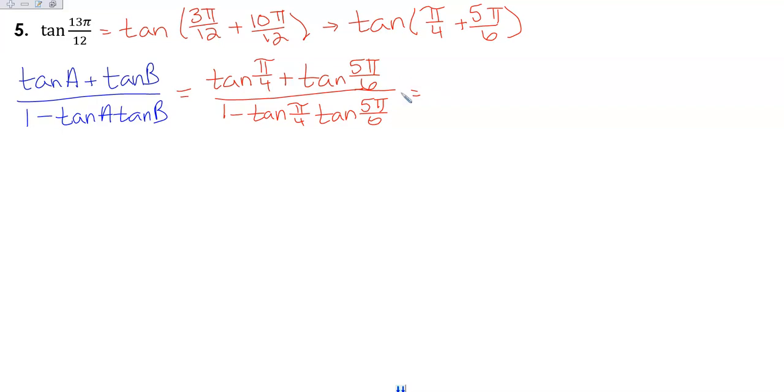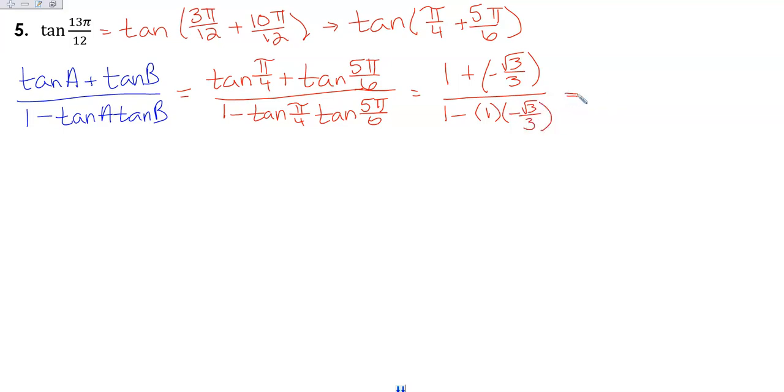Okay, so let's go ahead and use our unit circle and evaluate those pieces. The tangent of pi over 4 is 1, and the tangent at 5 pi over 6 is a negative square root of 3 over 3. All right, our denominator, we have 1 minus the tangent of pi over 4, which is 1, and the tangent at 5 pi over 6 is a negative square root of 3 over 3.